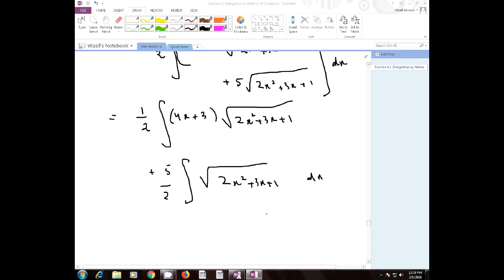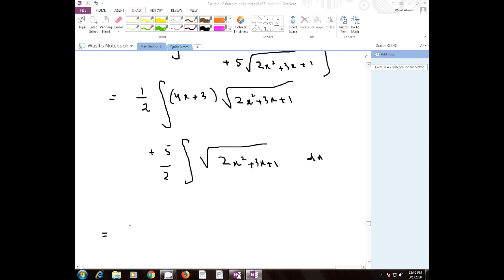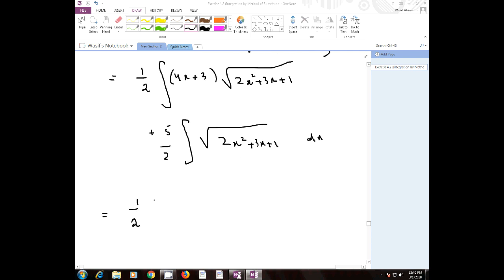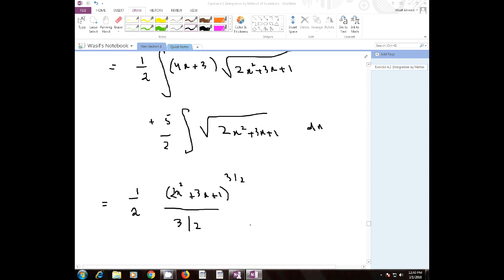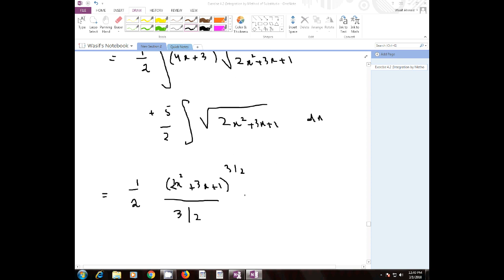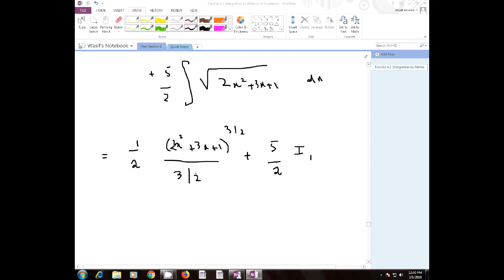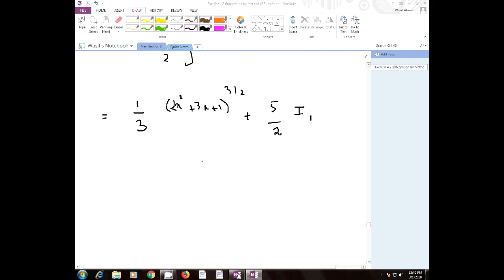In the first integral, we can see that we can apply the power rule of the integrals. So we will apply it to 1 by 2. The power is 1 by 2, so we will add 1 to the power. 2x squared plus 3x plus 1 whole power 3 divided by 2, and whole divided by 3 divided by 2. And plus 5 by 2, the last integral is named as I1 here. 2 and 2 get cancelled, and you are left with 1 divided by 3, 2x squared plus 3x plus 1 whole raised to the power 3 by 2.